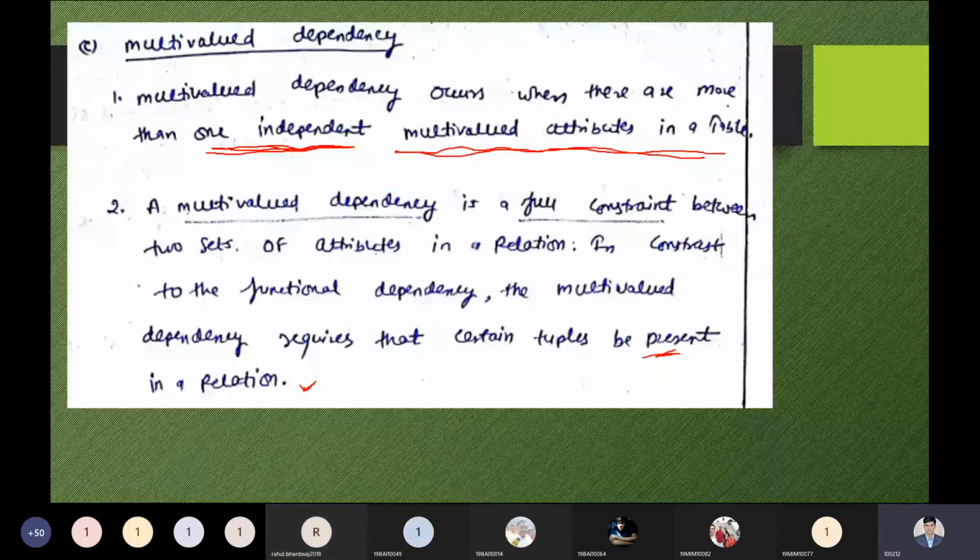Okay, thank you. So we were on this topic, multi-valued dependency. Multi-valued dependency occurs when there is more than one independent multi-valued attribute. Now, if anyone asks me, sir, what is meant by a multi-valued attribute, this concept we have already seen in the ER model. What do you mean by a multi-valued attribute?